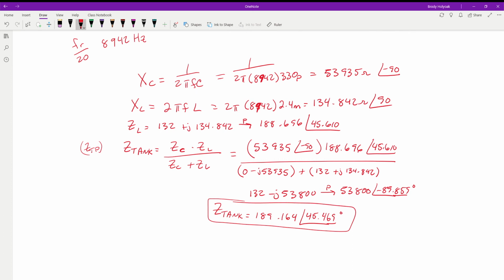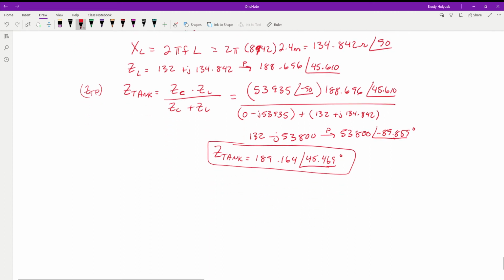So now that we've gotten through there, we've solved it. Like I said, we can go back through and double check that math, but we're just taking the 53,935 times the 188,696, dividing that by the 53,800. We end up with 189,164 at 45 degrees, roughly.